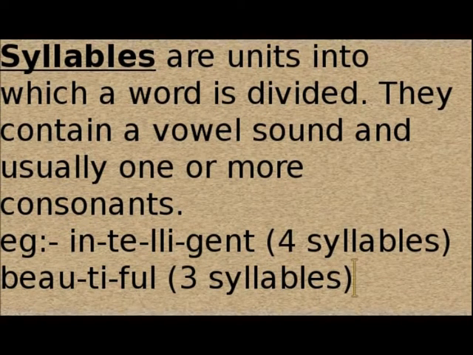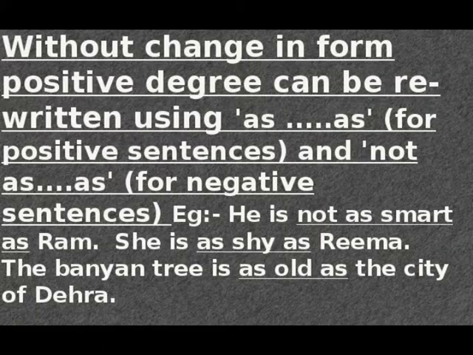Now, I told you about syllables. You have already learned it. Let me repeat. They are units into which a word is divided. They contain a single vowel sound and usually one or more consonant sounds. For example, the word intelligent has 4 syllables. First syllable in, second syllable tel, third syllable li, then fourth syllable gent.